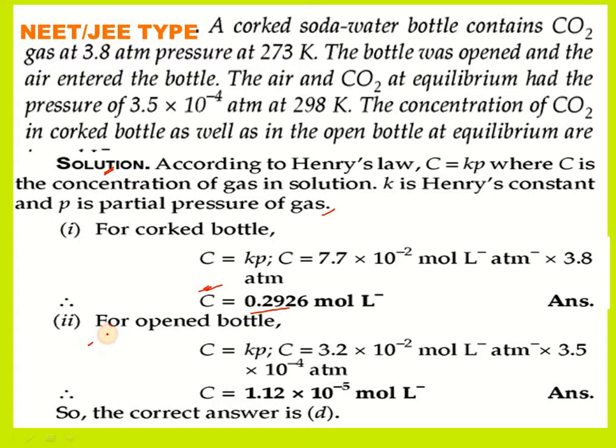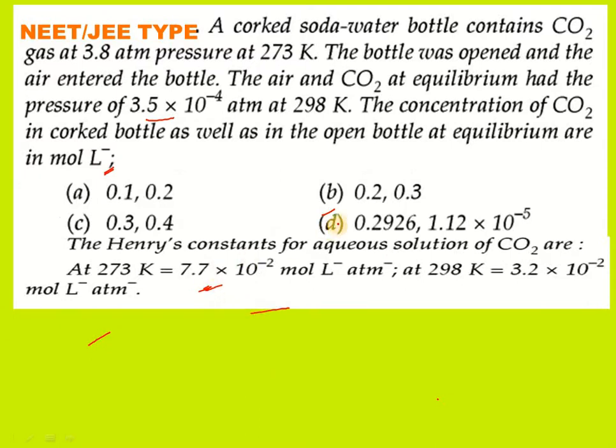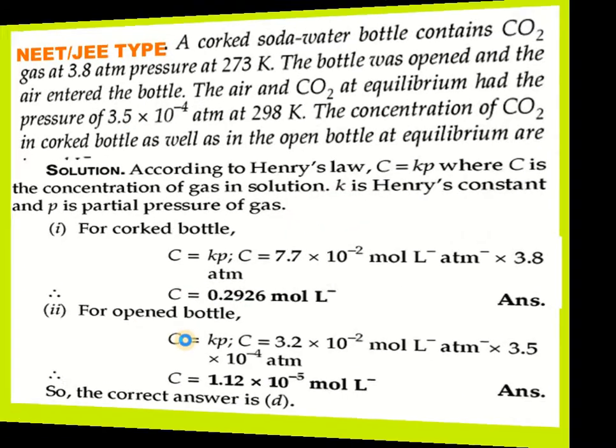And coming to the second one, open bottle, if you check it, corked bottle, now it is open bottle. First corked bottle answer we got is 0.2926. Open bottle, if you see, even open bottle, this Henry's constant value 3.2 × 10⁻² into 3.5 × 10⁻⁴. That is pressure. Pressure already given 3.5 × 10⁻⁴ here. So upon simplification we got 1.12 × 10⁻⁵ moles per liter. That is the answer for it. So on seeing about the things, option D matches with this discussion.